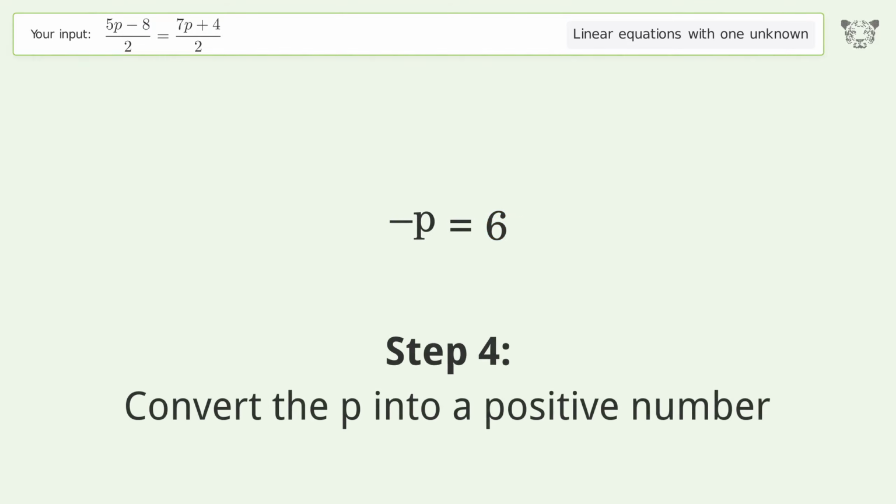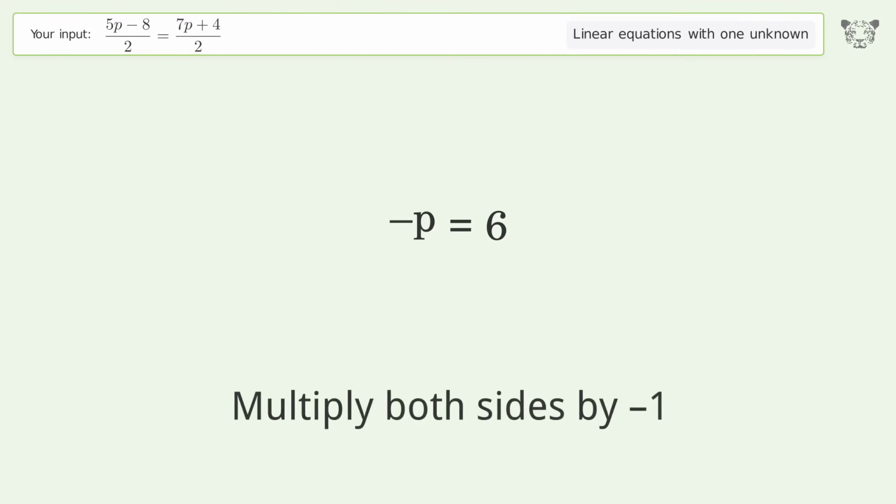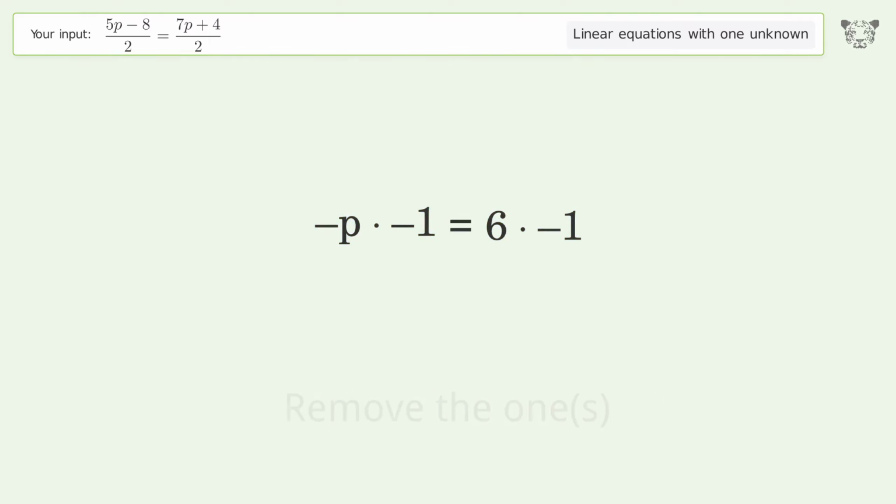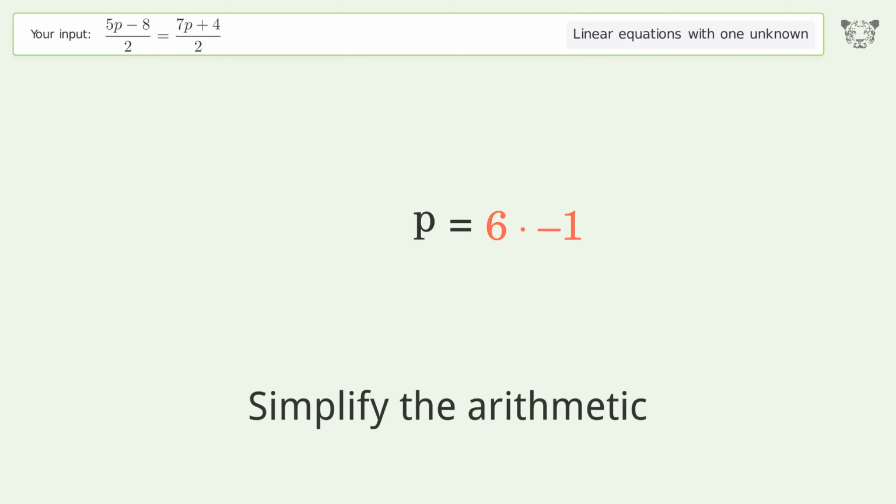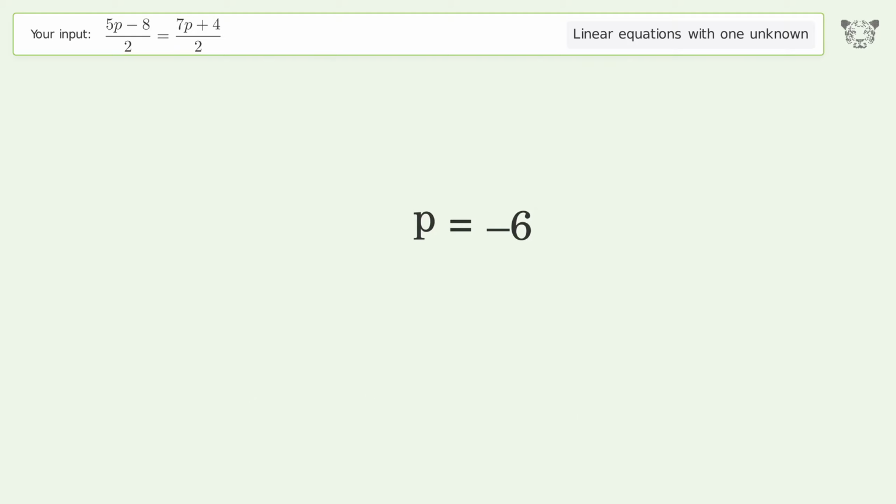Convert the p into a positive number. Multiply both sides by -1. Remove the ones. Simplify the arithmetic. And so the final result is p equals -6.